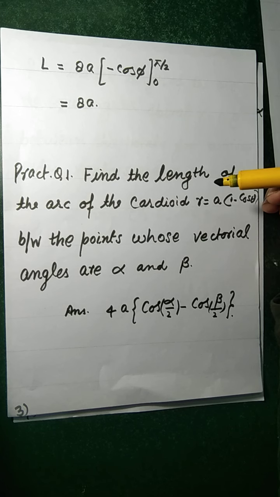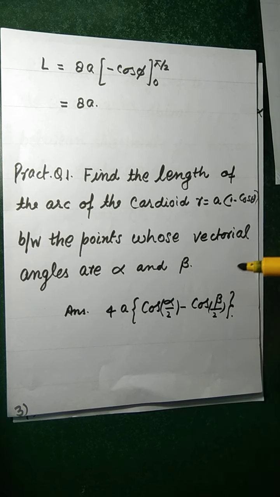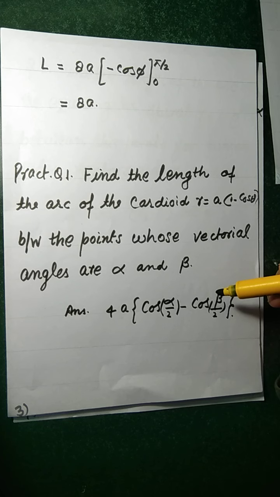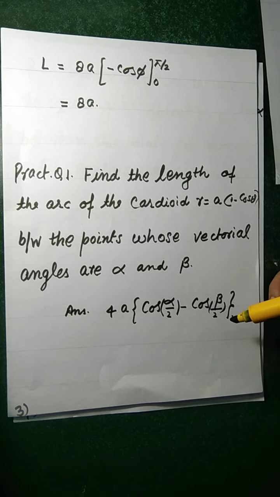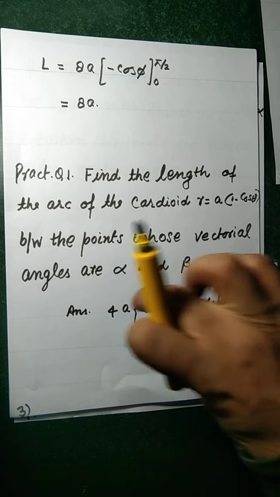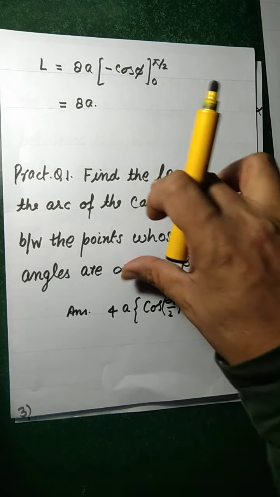By the use of the same formula, you can solve some problems. Find the length of the arc of the cardioid r equals a(1 minus cos theta) between the points whose vectorial angles are alpha and beta. Now we will use the same formula, arc length L equals the integration from alpha to beta of the square root of r squared plus (dr/d theta) whole squared, d theta. Then we will obtain the result for this question.